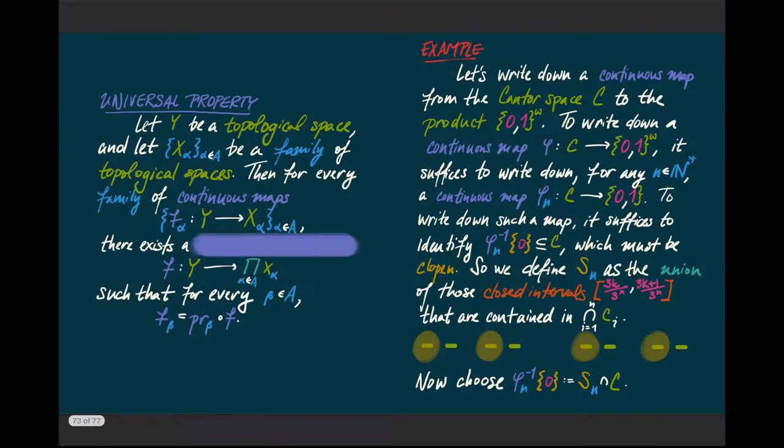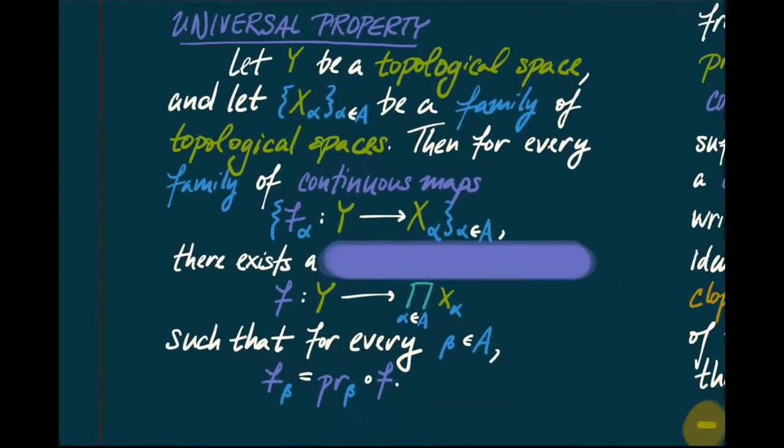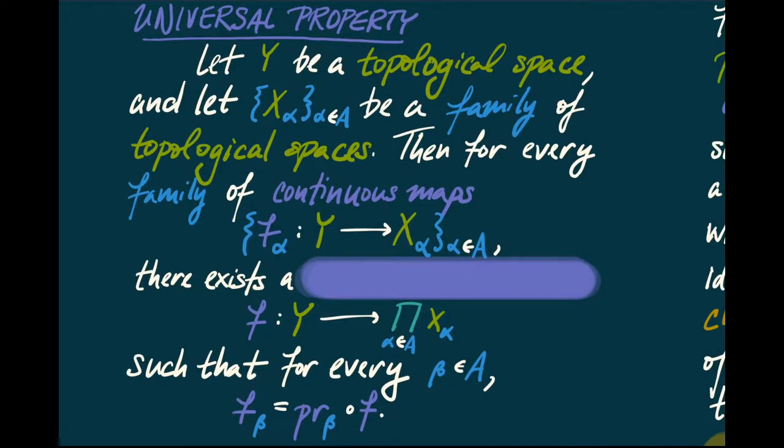Okay, so what's going on? Why do we choose the product to be this way? This seems strange to me. Why would I ever select for the product to operate this way? Well, the reason comes down to the universal property of the product.